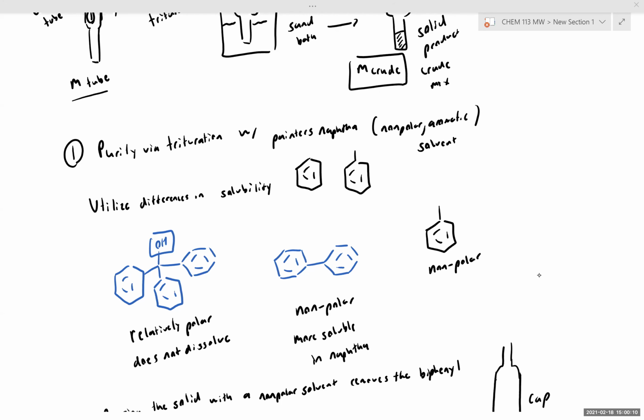To answer the question in the chat, yes, you weigh the crude product mixture first. That's an important mass to note. It's always a convention before purification for you to weigh the crude product. Okay, so when we're purifying, yes.